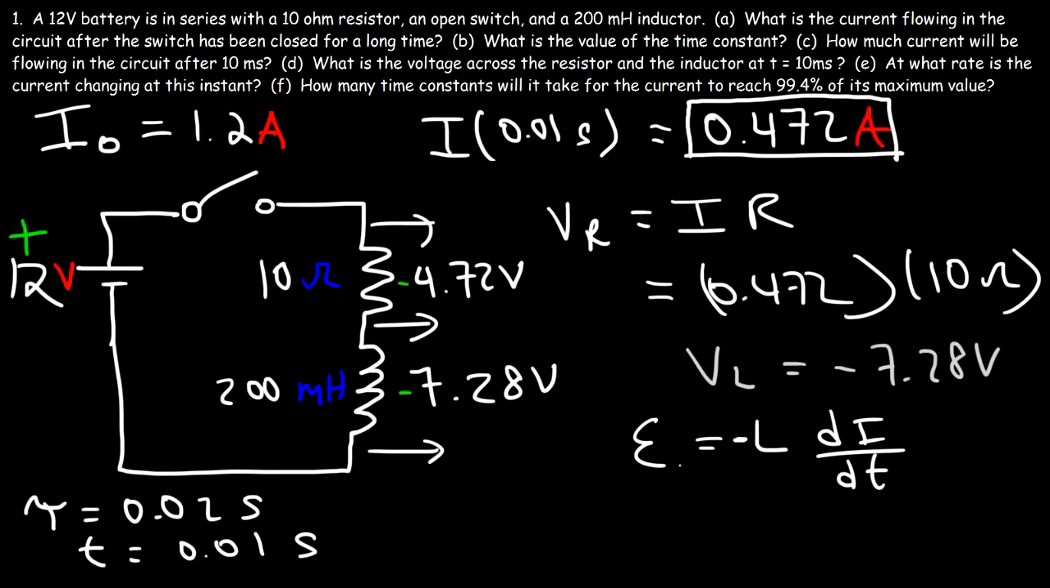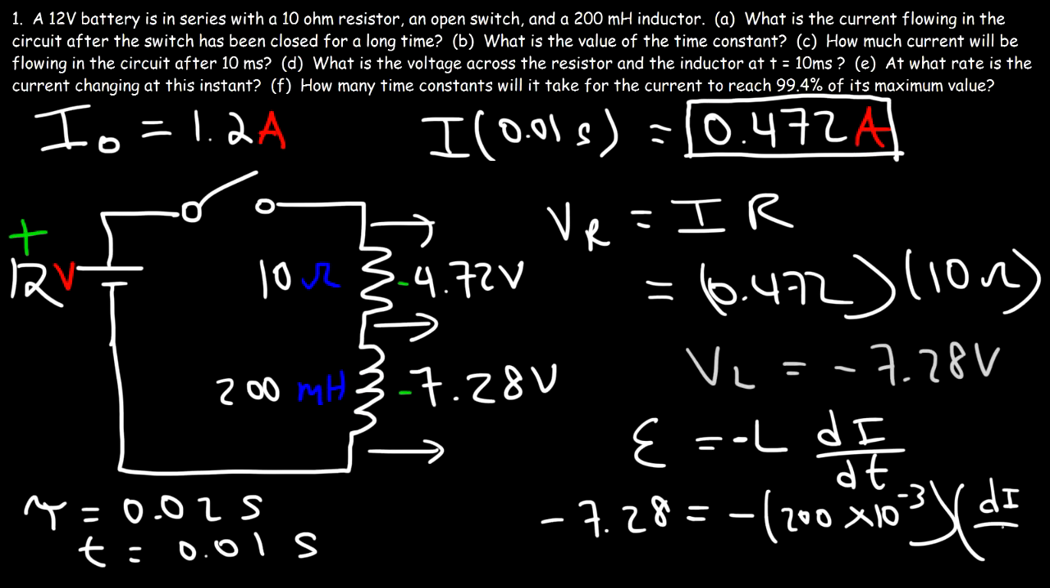Now the EMF induced by the inductor is this value. So that's negative 7.28. And that's equal to negative L, which is 200 times 10 to the minus 3, times di dt. So negative 7.28 divided by negative 200 times 10 to the minus 3. That's equal to this number, but let me make some space first.